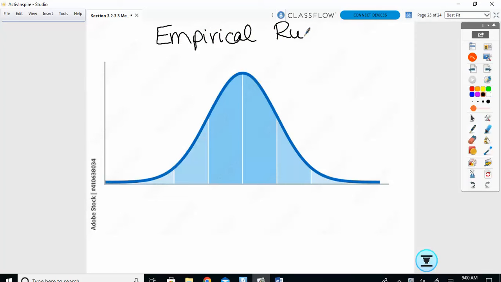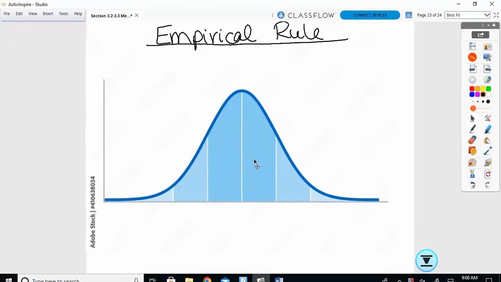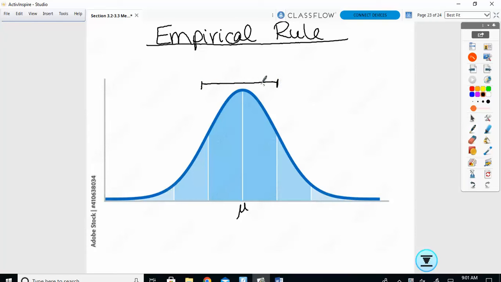I want to talk more about the empirical rule. On your formula sheet, in order to use the empirical rule, what kind of data do you have to have? Bell-shaped data. Okay, the center of this is your mean. All right, from there, what do these two lines represent? The first standard deviation. And what percent of your data should fall within one standard deviation?